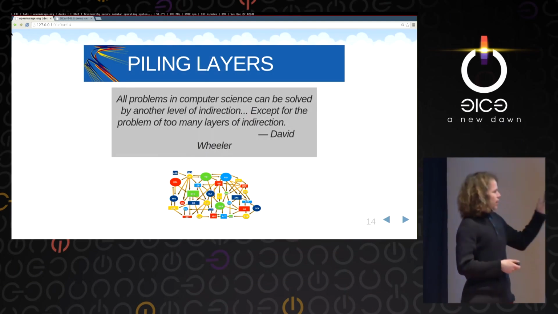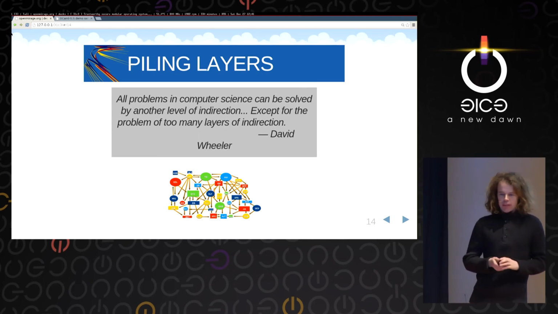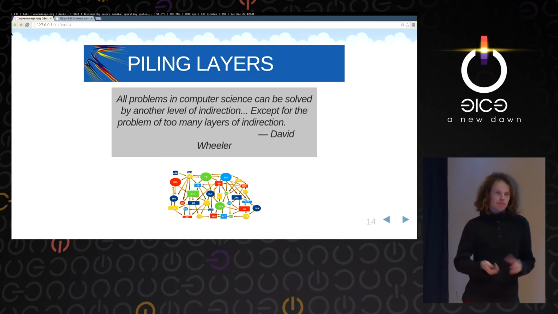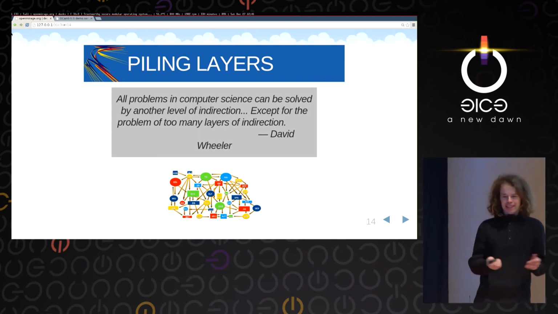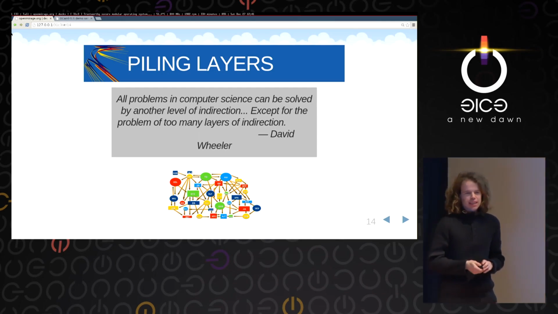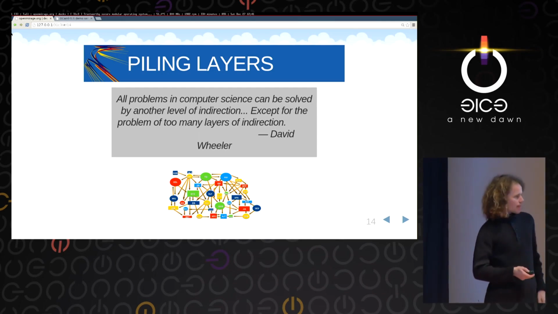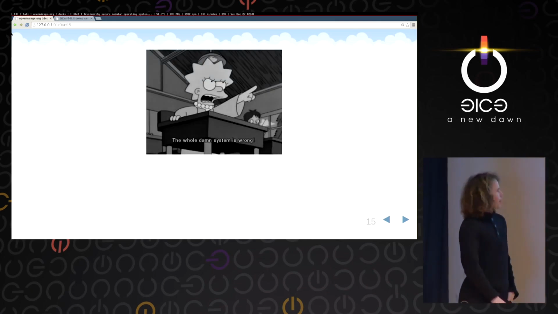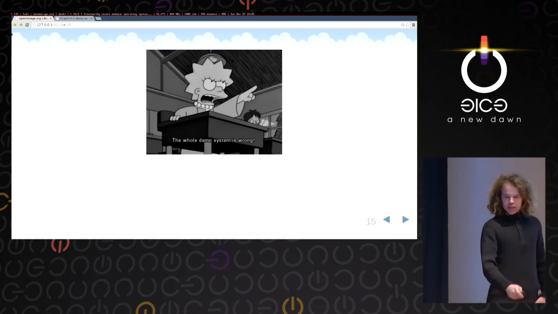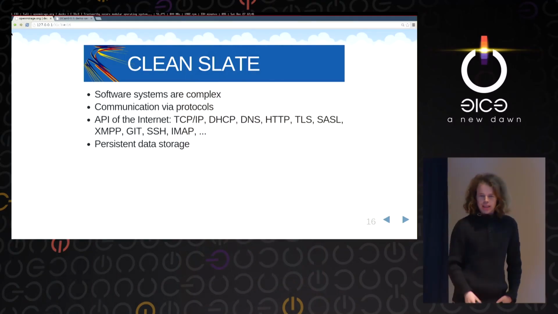So, as I mentioned, piling layers, David Wheeler already said all problems in computer science can be solved by adding another layer of indirection, apart from the problem of having too many layers of indirection. So, that's the state where we are right now. So, the whole system is wrong. Let's start with a clean slate. Get rid of the old arcane legacy here.